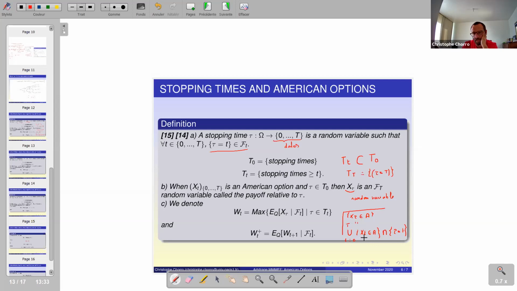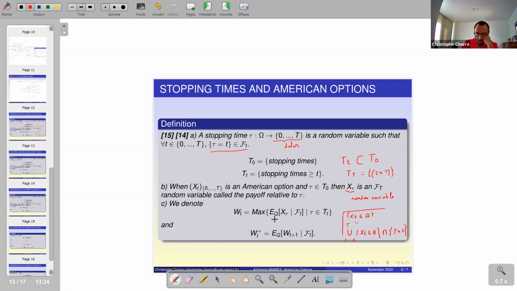Here I have something that is in F small t. So the intersection is in F small t. F small t is included in F capital T. So they are all in F capital T, and so their union is in F capital T. That's why the event X tau belongs to A belongs to F capital T. That is the meaning of the fact that X tau is F capital T measurable, okay?